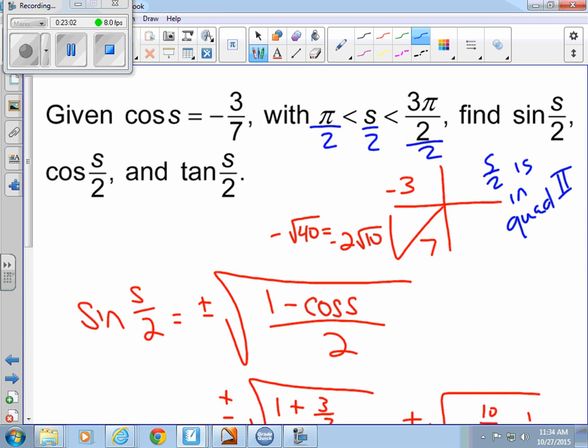Eric, do you have a question about that? So everyone see how I know what quadrant we're in? So if I know that S is between pi and 3 pi over 2, let's work with degrees for a minute: 180 and 270 degrees. Then half of that angle would have to be between half of each of those values. That makes sense?